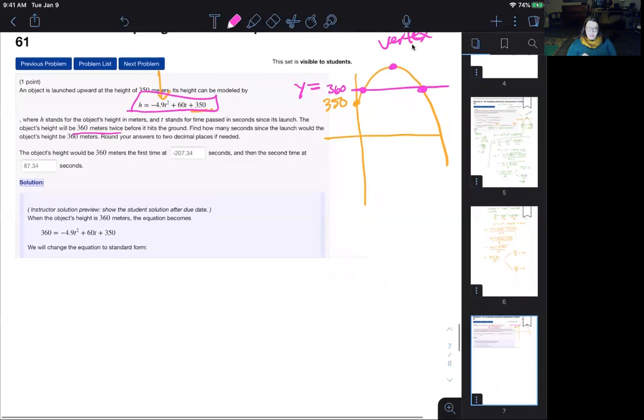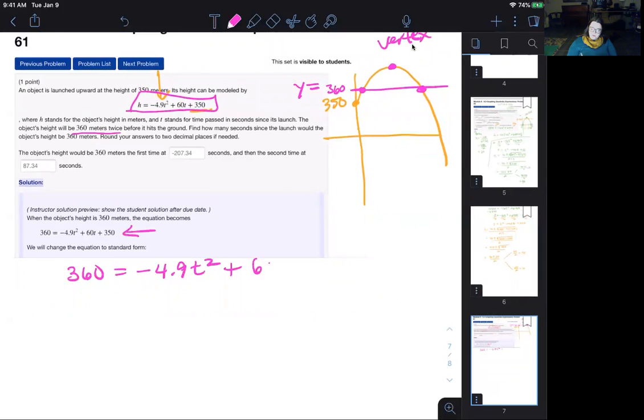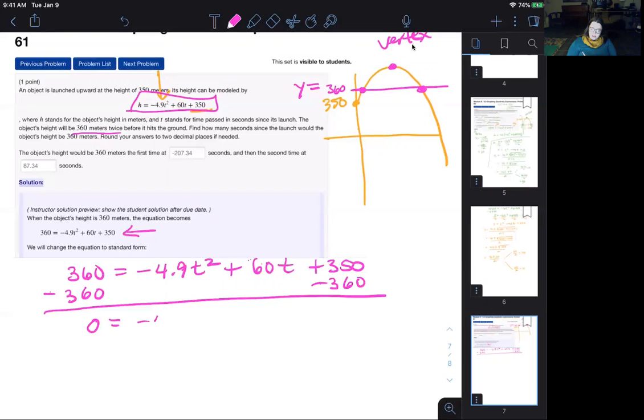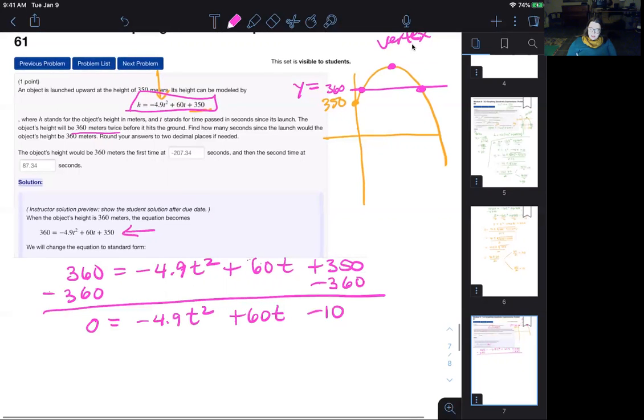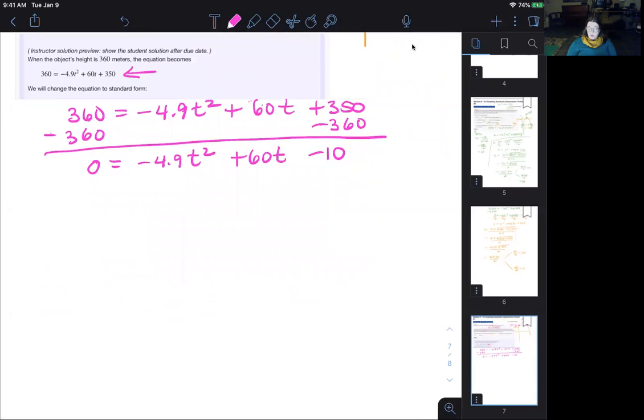So what we're doing is taking that formula and setting 360, just like you see here in the solution part that I copied, in for the height equals negative 4.9 t squared plus 60t plus 350. To solve this, we'll always need to set our quadratic equal to 0. So we'll subtract 360 from both sides. That leaves us with 0 equals negative 4.9 t squared plus 60t minus 10. And then we'll want to use the quadratic formula.